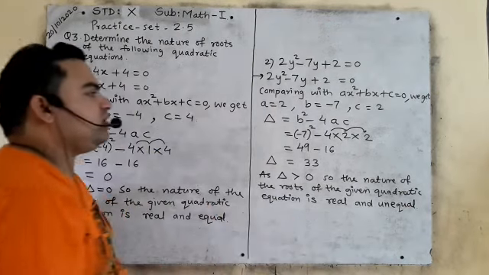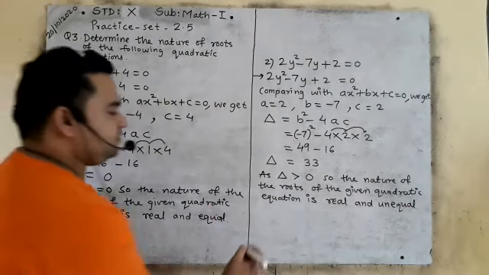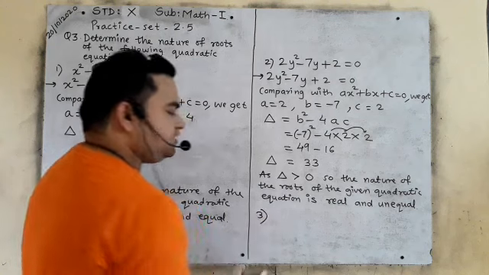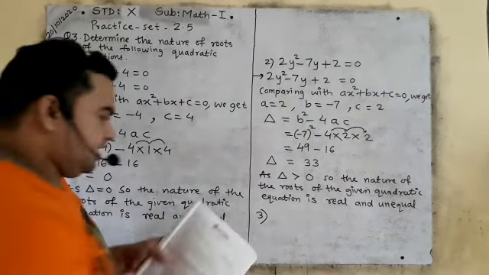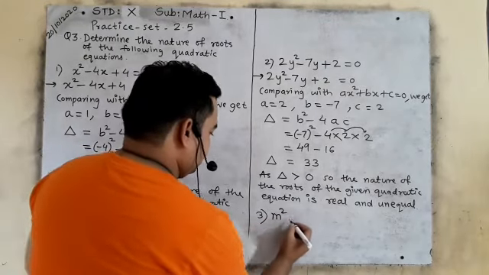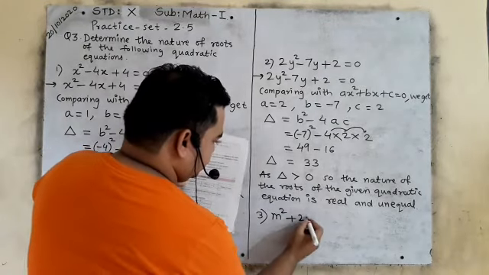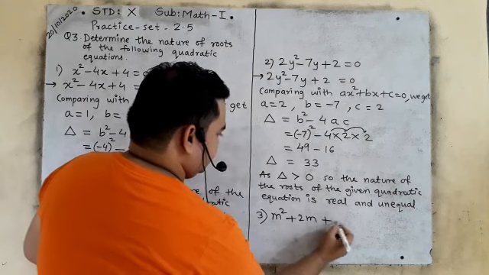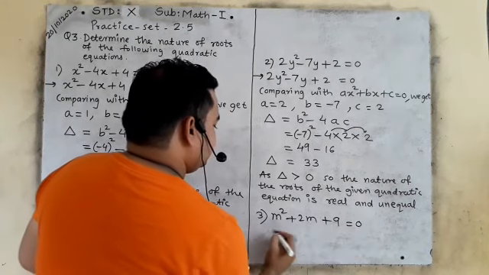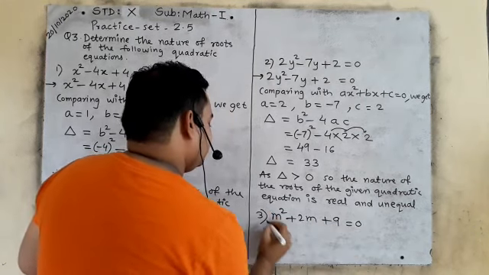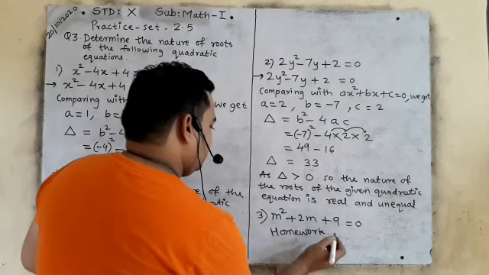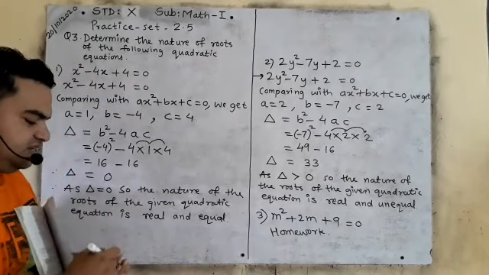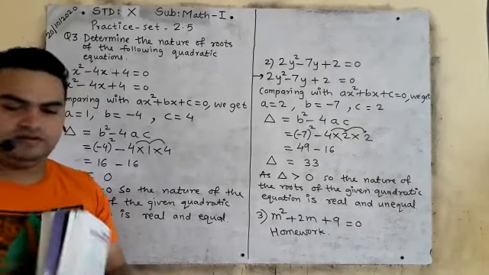I hope you understood how to solve this. The third sum will be homework to you. What is third sum? It is m square plus 2m plus 9 is equals to 0. So this is homework to you. Okay, you have to do homework like this only. It is very much easy. I hope you understood how to solve.